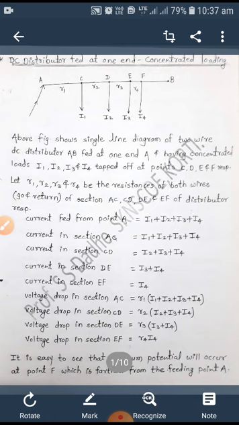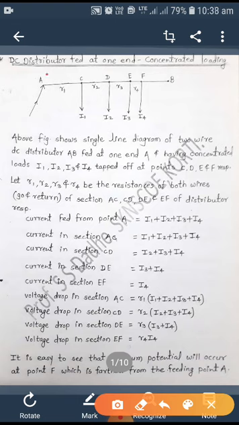So friends, to do the calculations, let's assume that R1, R2, R3 and R4 be the resistances of both the wires, that is phase wire and return wire, of sections AC, CD, DE and EF of the distributor. Means we have resistance R1 of section AC, R2 of section CD, R3 of section DE and R4 of section EF.